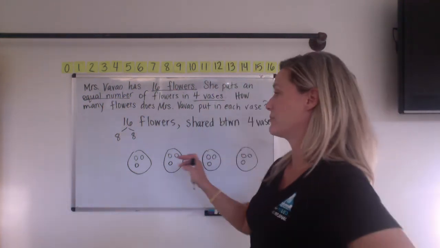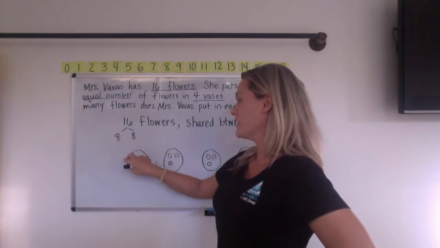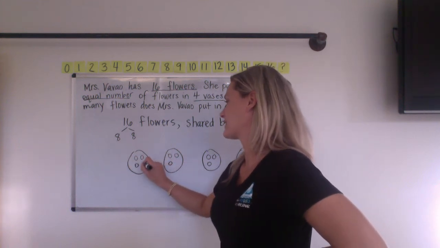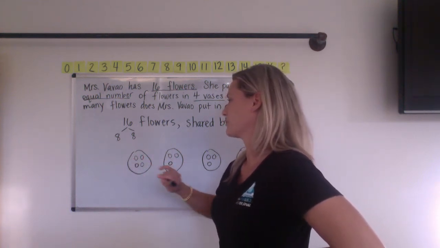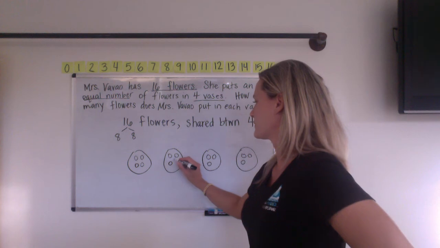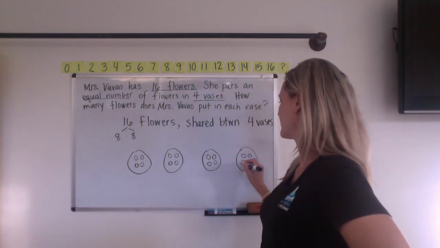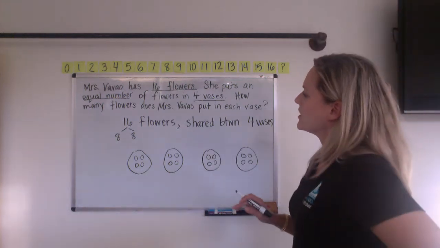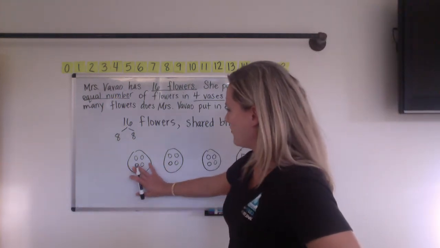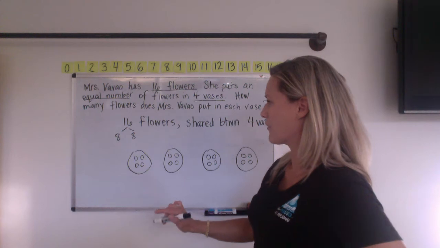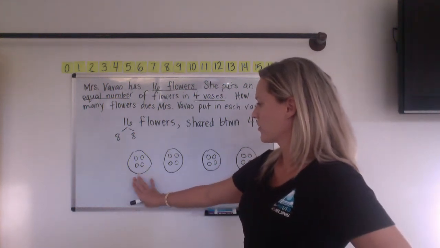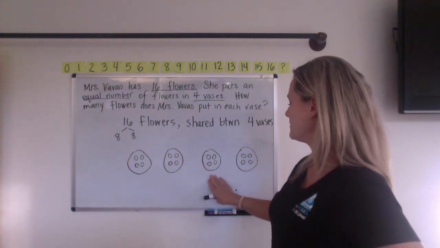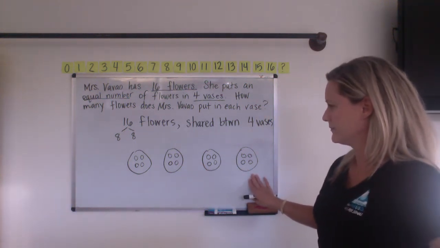We know it's going to have to be 4 because if one group of 2 in each vase was 8, that means it's going to be 2 groups. 2 groups of 2 in each vase. Okay, so maybe you thought about it like that. So we now have 1, 2, 3, 4 flowers in each vase. Let's count them. Ready? 4, 8, 12, 16.